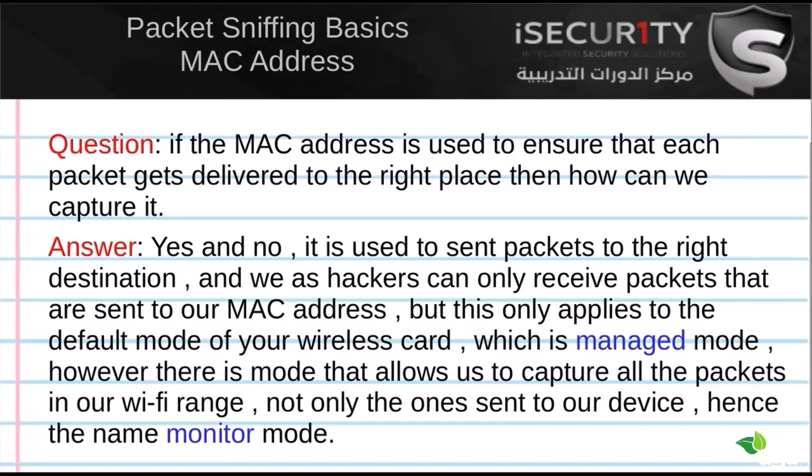Now we know that the MAC address is used to make sure that the packet goes in the right direction. So each packet has a source MAC and a destination MAC, and it flows from the device that has the source MAC to the device that has the destination MAC. This is how wireless cards work in the default mode.